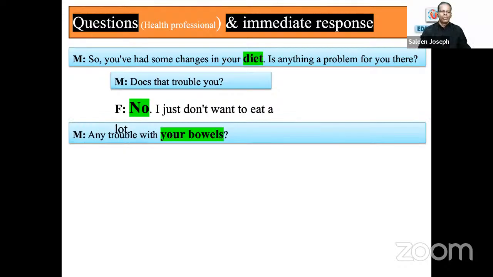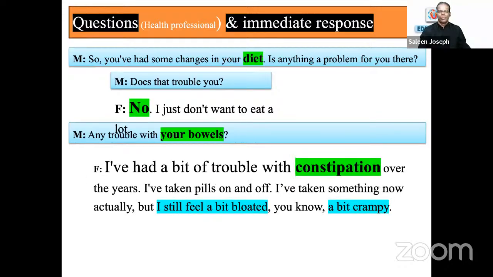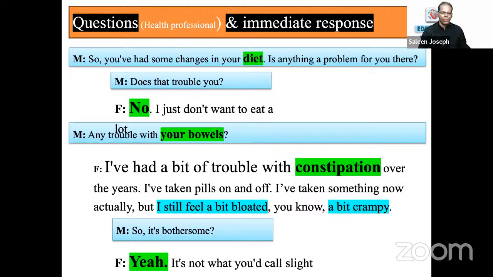And any trouble with your bowels? Yes, I have had a bit of trouble with constipation. Yes, that's my concern. I had some problem. Then they explain so many things. Then again, so it's bothersome? Yeah. It's not what you would call slight. It's not a small botheration. It's not a slight botheration. It's terrible botheration. This is my main concern. That's what bothers me.